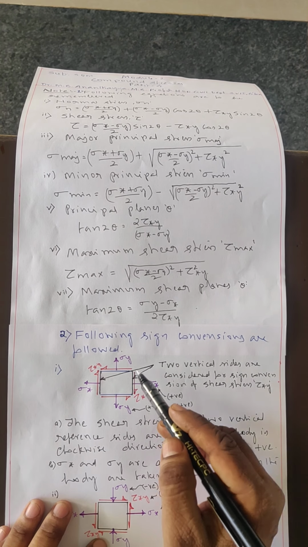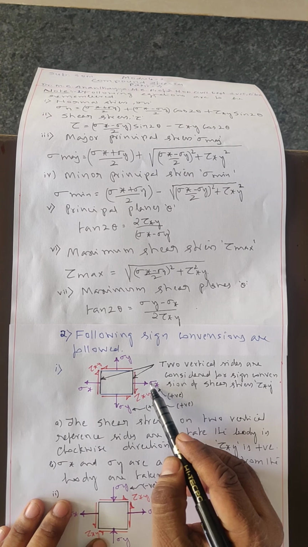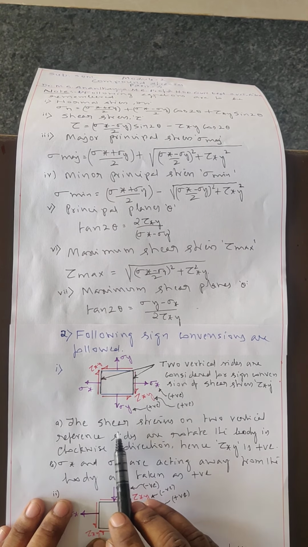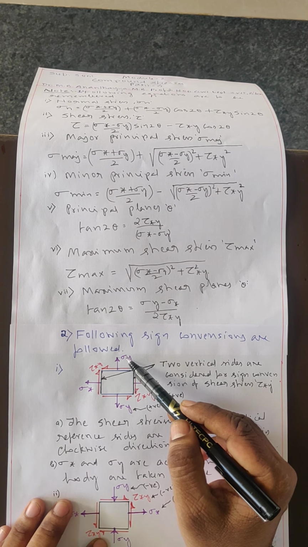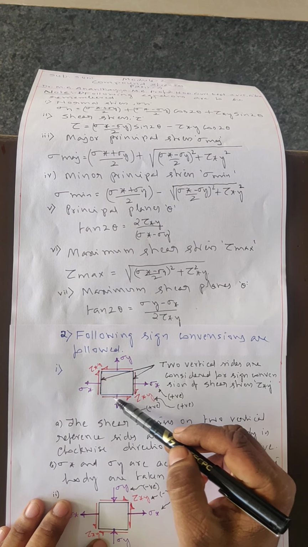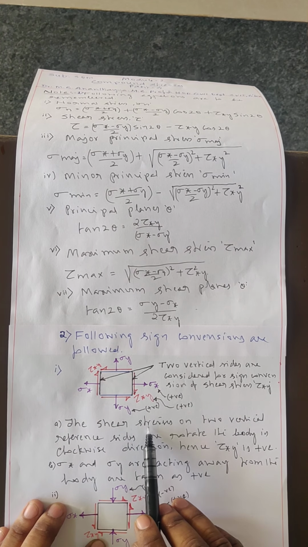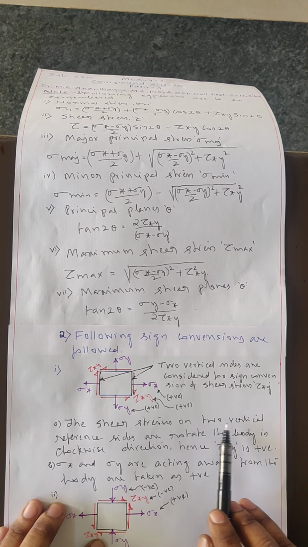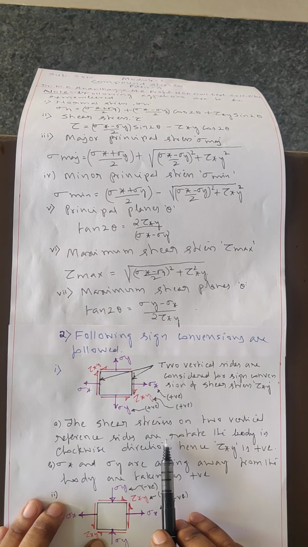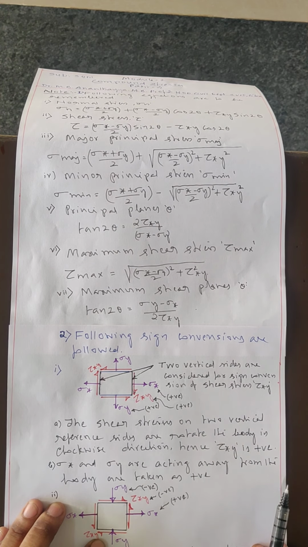In the above stressed material, you see sigma x is acting away from the body, sigma y is also acting away from the body. Therefore, sigma x and sigma y are positive. Though shear stress here is acting downward, here upward, it will create clockwise moment, hence it is considered as positive. See, first one is the shear stress on the two vertical reference sides rotating the body in clockwise direction, hence tau xy is positive.